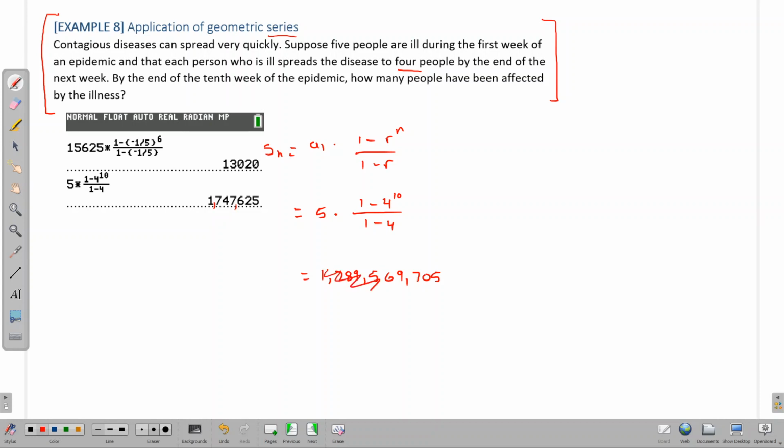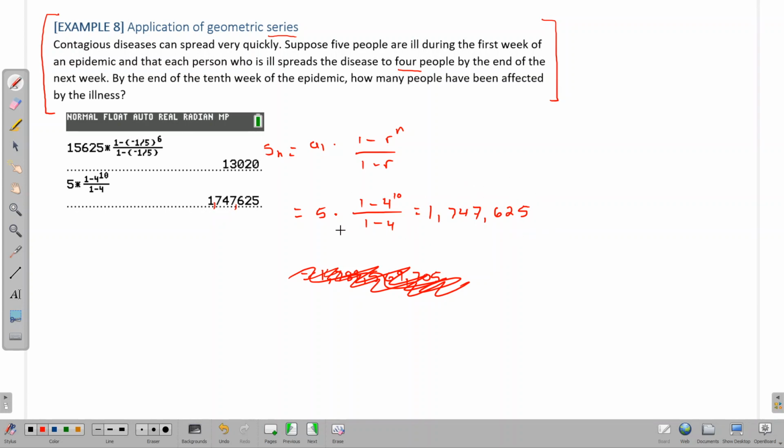Okay, not nearly as big. I'm not sure where I'm getting those other ones from. So it should have just been 1,747,625. Not nearly as big as this one. That was way off. But you can see it is still a very large number.